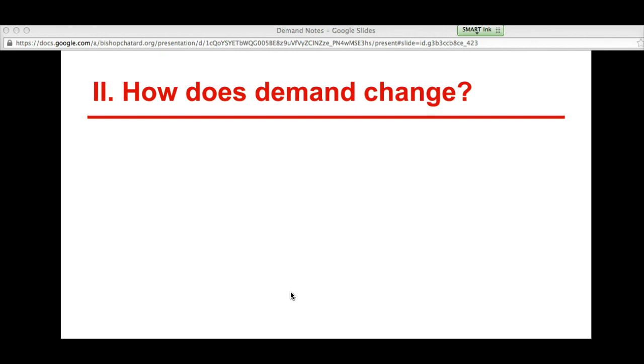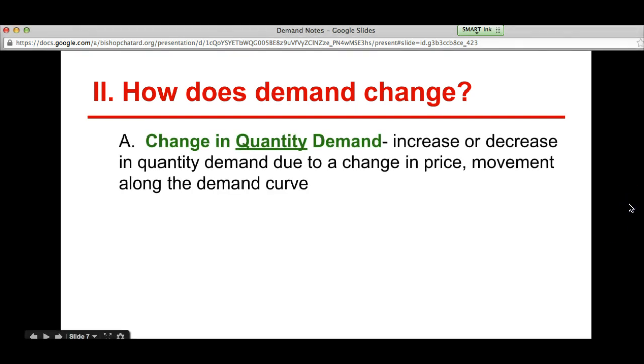I'm going to emphasize a few things today that I would suggest you take note of. So, first thing is a change in quantity demand. Now, again, notice that this is in bold, this is in green. So this is a term, okay? However, at the same point in time, notice that I underlined the word quantity, okay? The reason is because there are two ways demand can change.